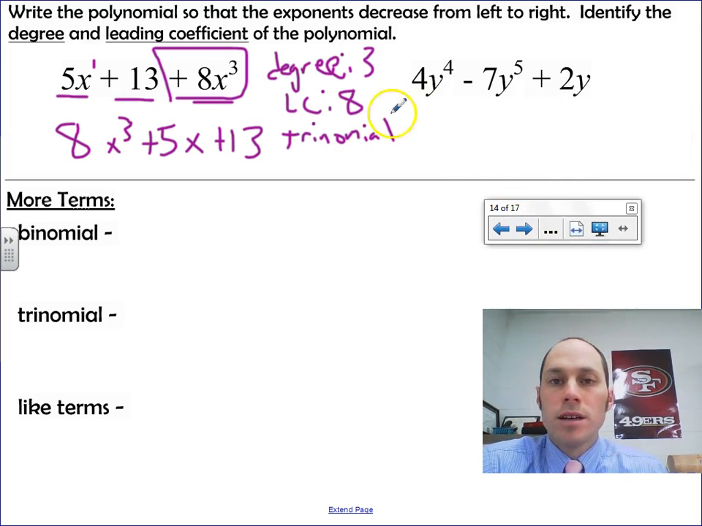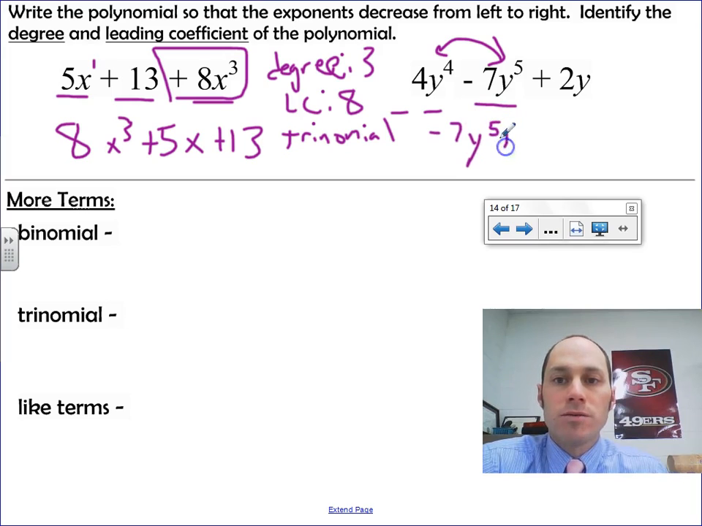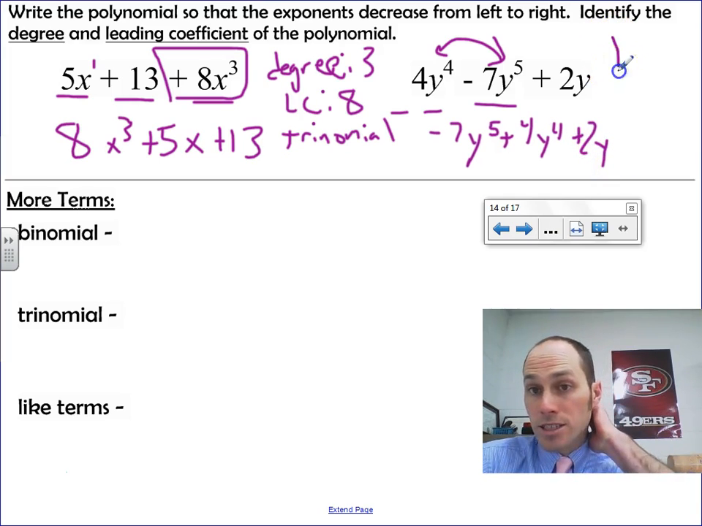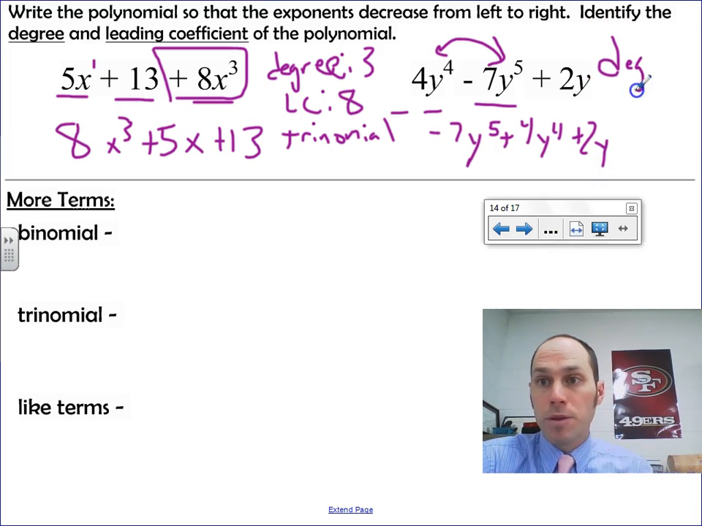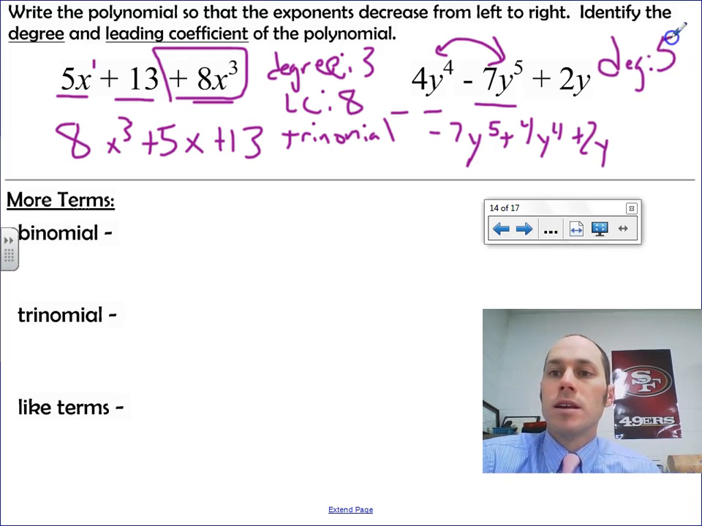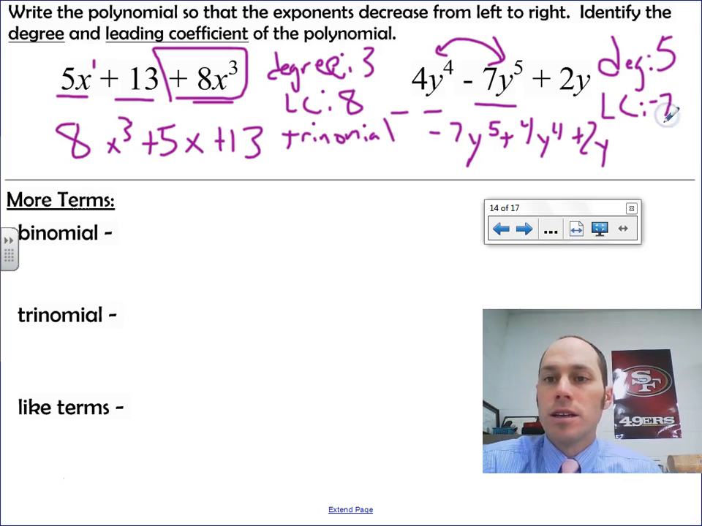Next one, degree 4, degree 5, so let's just switch those two. So it would be negative 7y to the 5th, plus 4y to the 4th, plus 2y. So my highest degree, this would be a degree 5 polynomial. Degree 5, and my leading coefficient would be negative 7. And this would be a degree 5 trinomial since there's 3 terms.